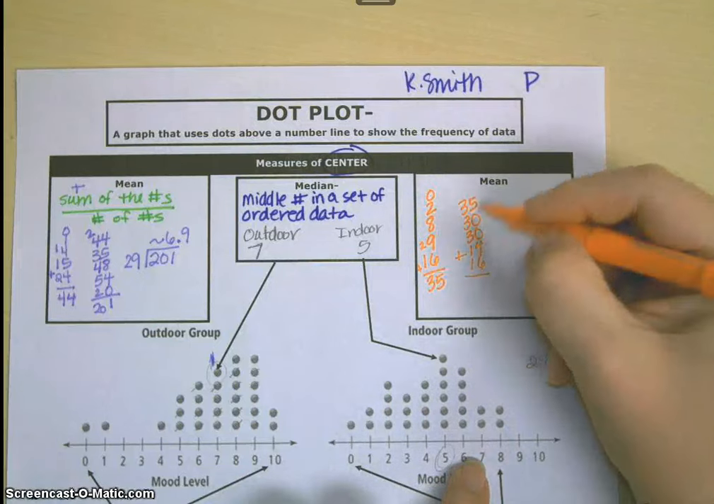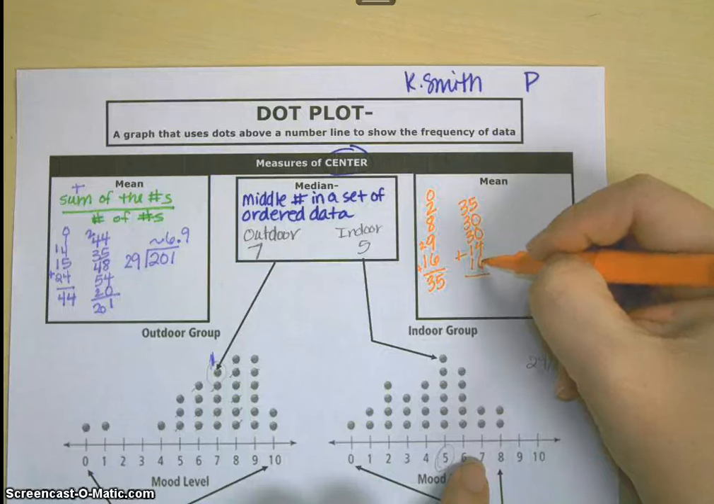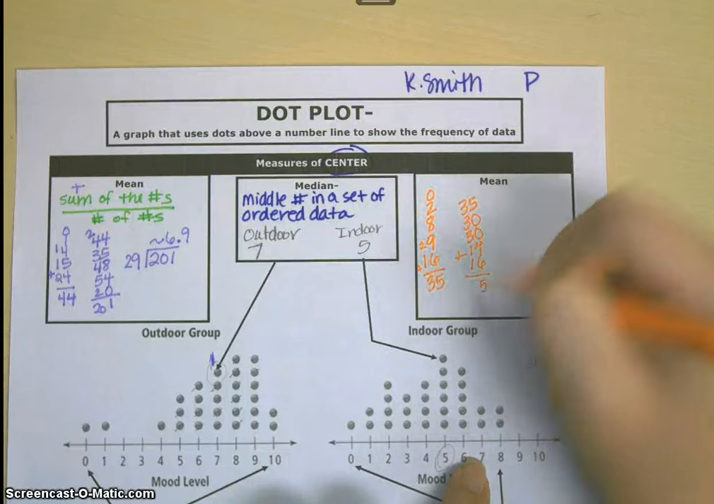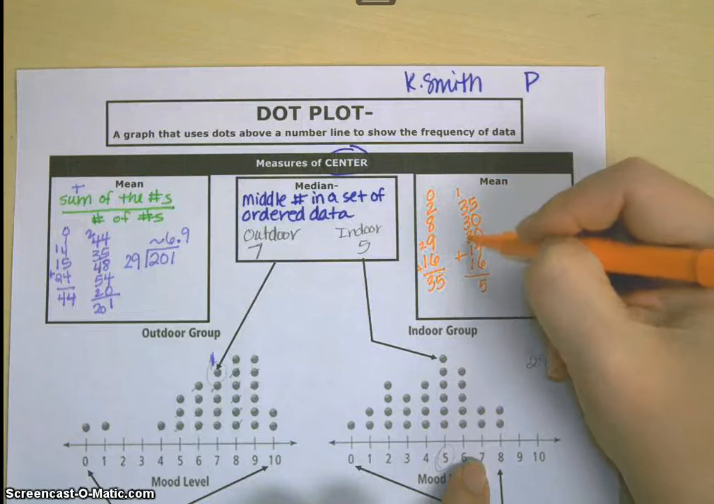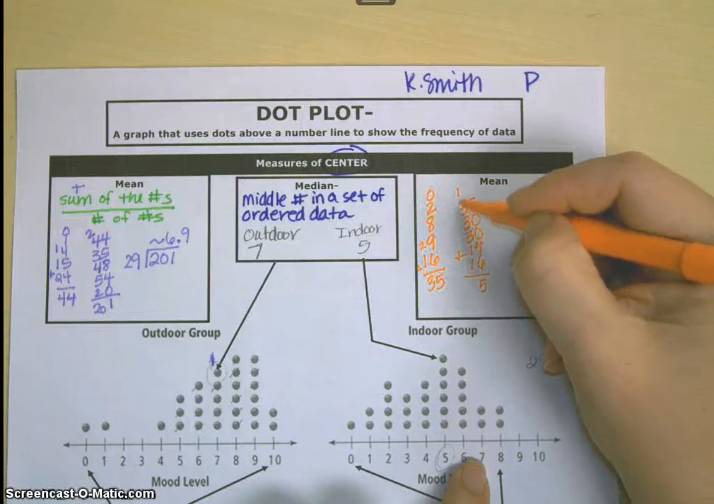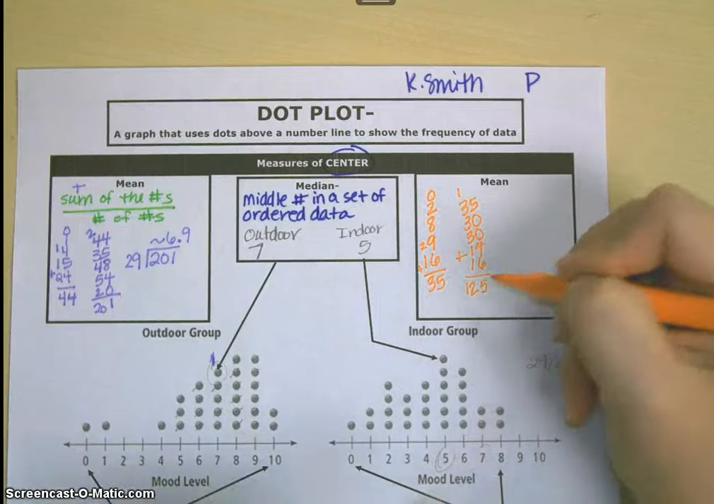Okay, lots of adding here. Well, 4 and 6 is 10. 10 plus 5 is 15. Carry the 1. 1, 2, 3, 4, 5, 6, 7, 8, 9, 10, 11, 12. 125.